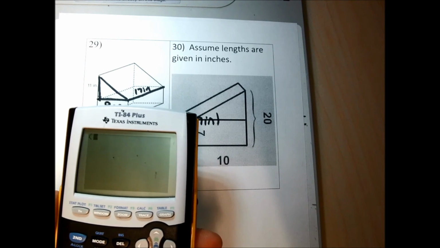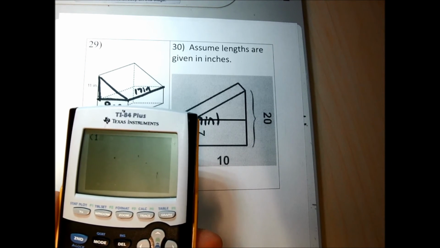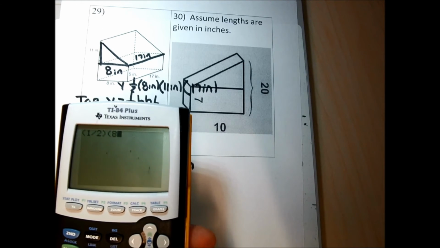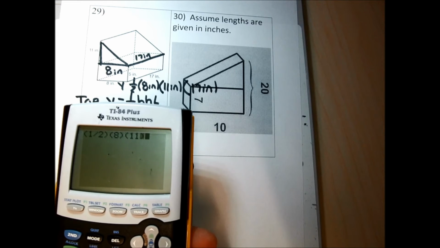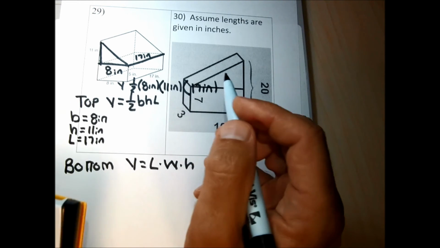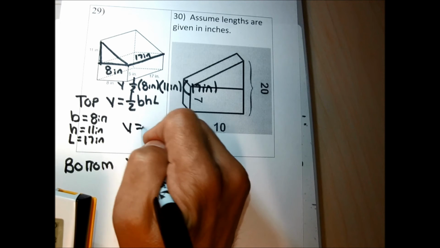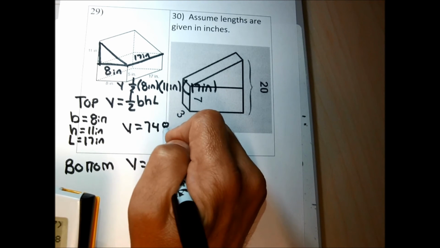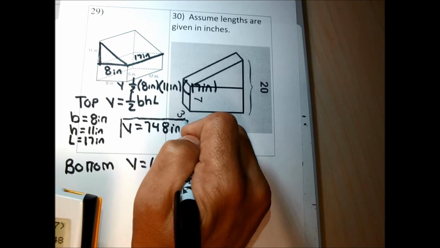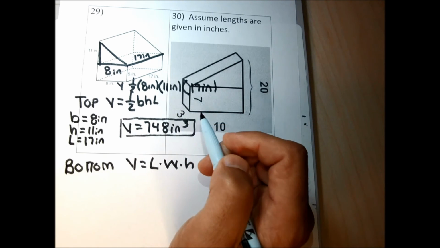So parentheses, 1 divided by 2 times 8 times 11 times 17. And you get 748. It has to be cubic, and they're inches, so it's cubic inches. That's one number that I'm going to add to another. That's the volume of the top.